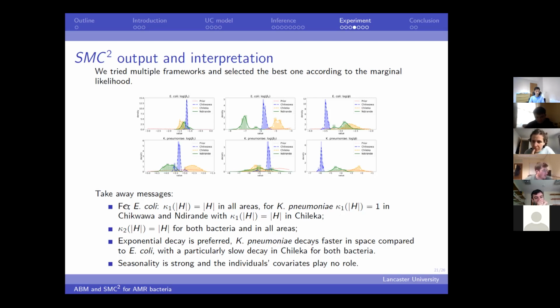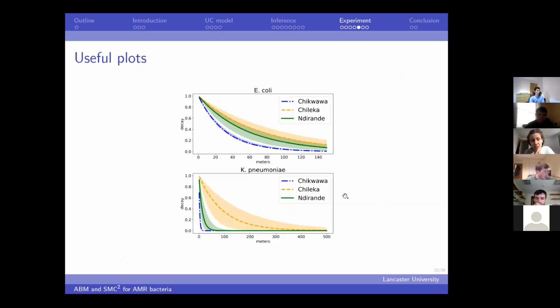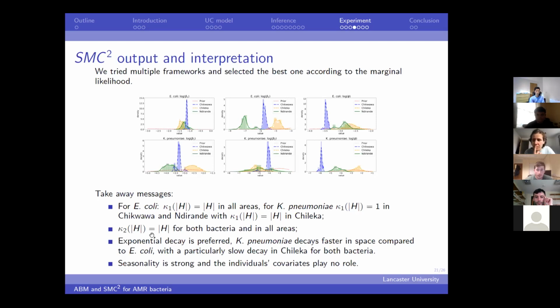And here I'm a bit speculating, but the interpretation could be something like E. coli is a bacteria that stays in the environment, while Klebsiella is spreading through droplets, and so it's mostly related to the individuals. And so that's probably why we have this prevalence in here and this absolute number of individuals in here.